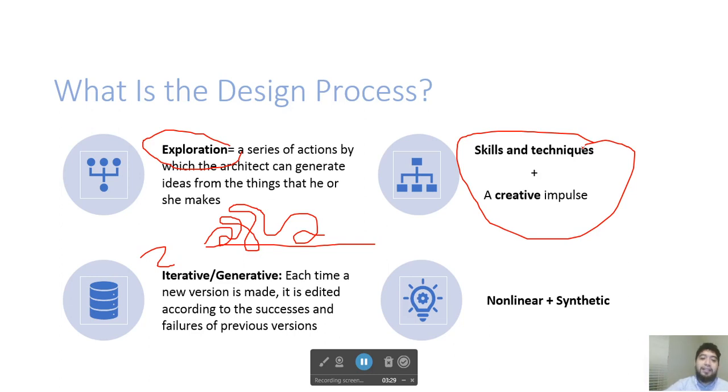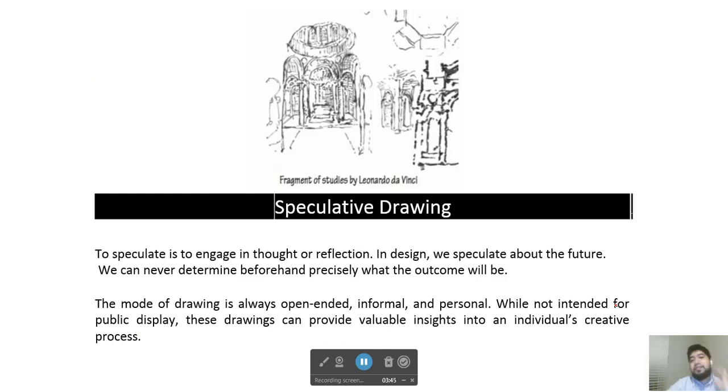The last thing, as I've already mentioned, is that it's non-linear and synthetic. It just means that it's overlapping with a lot of different ideas that you have. It's all building into something. So everything that you draw is just building towards your final design. So how do we start?